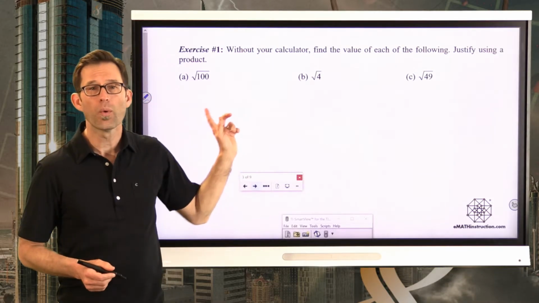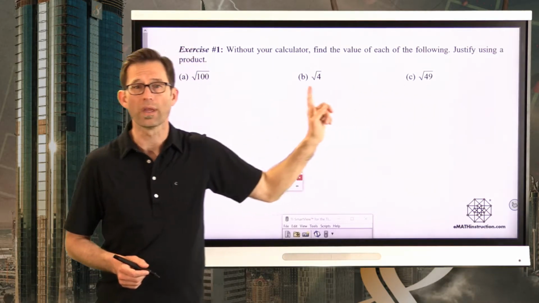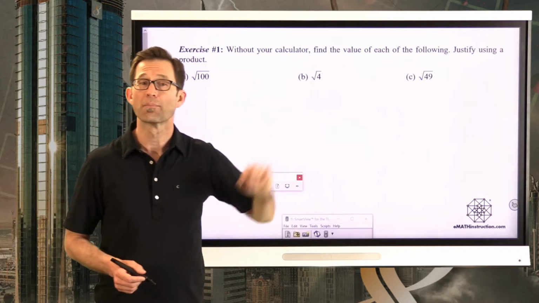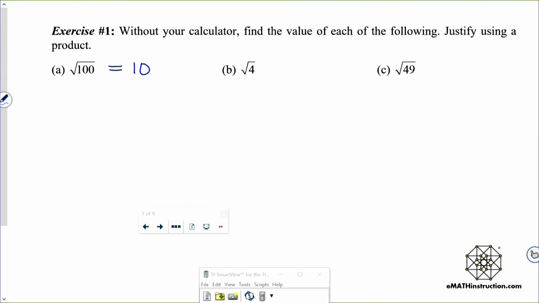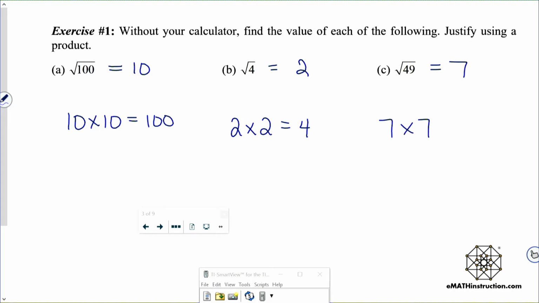All right, each one of these numbers is a perfect square. Each radicand here is a perfect square. So the square root of 100 is equal to 10 because 10 times 10 equals 100. The square root of 4 is equal to 2 because 2 times 2 is equal to 4. The square root of 49 is equal to 7 because 7 times 7 is equal to 49.